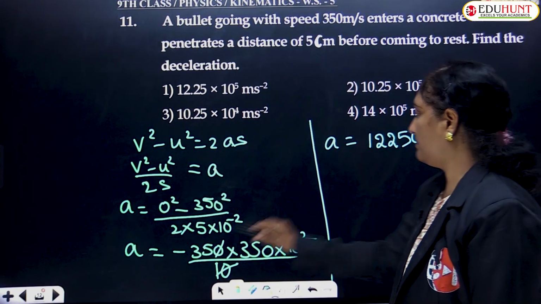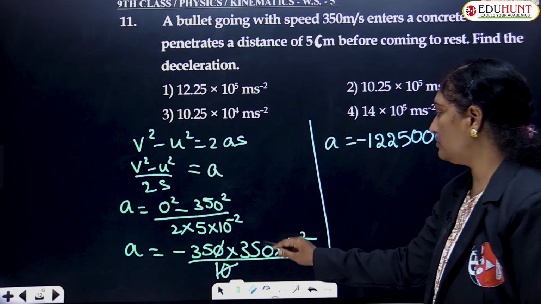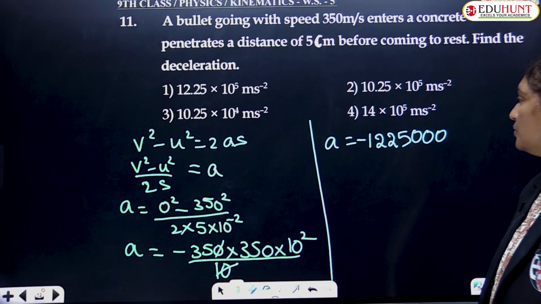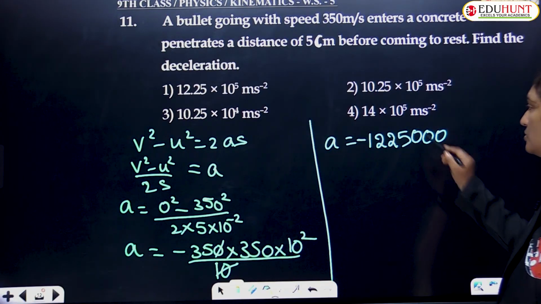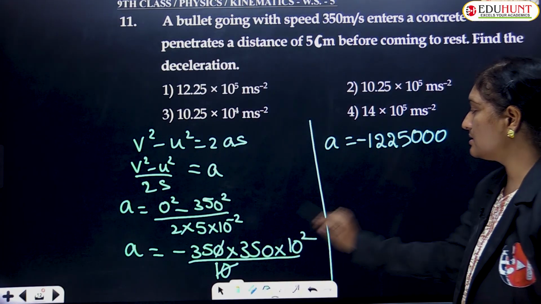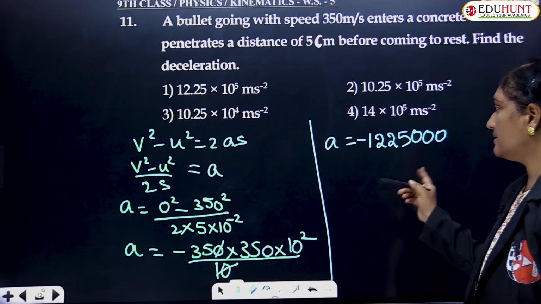35 into 350 into 10 square I found to be 1225000. Okay, 35 square I wrote as 1225. This 0 I carried forward, and this 10 square as 100 I wrote. So this is your answer.